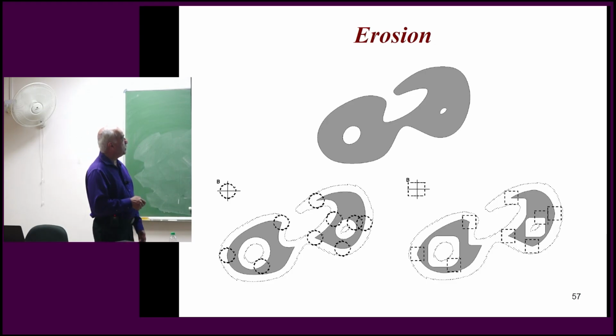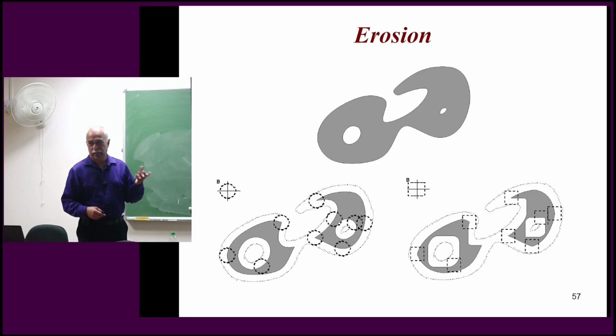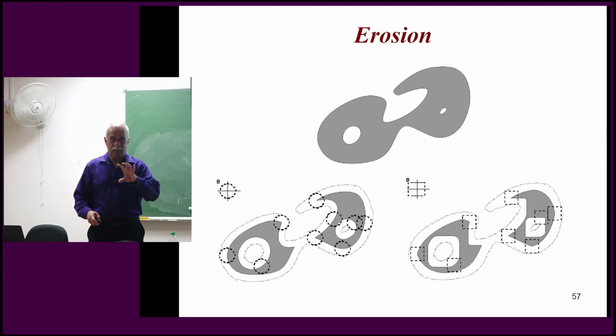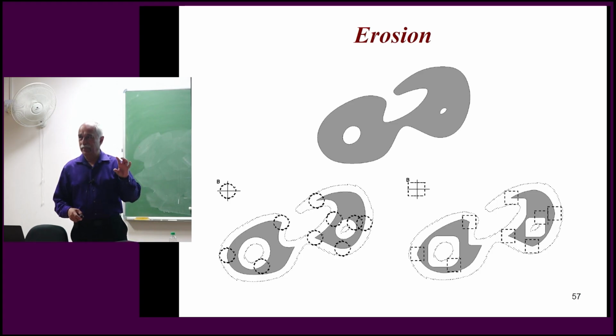But the result depends upon the shape of the structuring element. If you use a different structuring element, you get a different result. Which one you want is up to you and your application. What kinds of objects are present in your image? Round, roundish, square, squarish, rectangle, and so on.